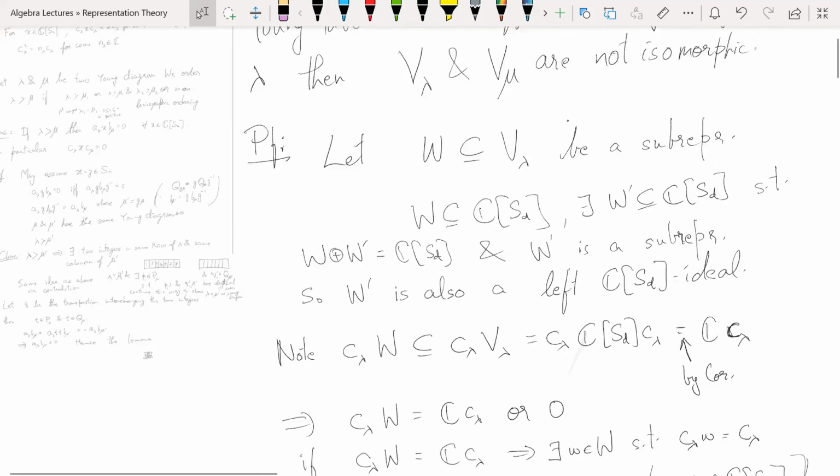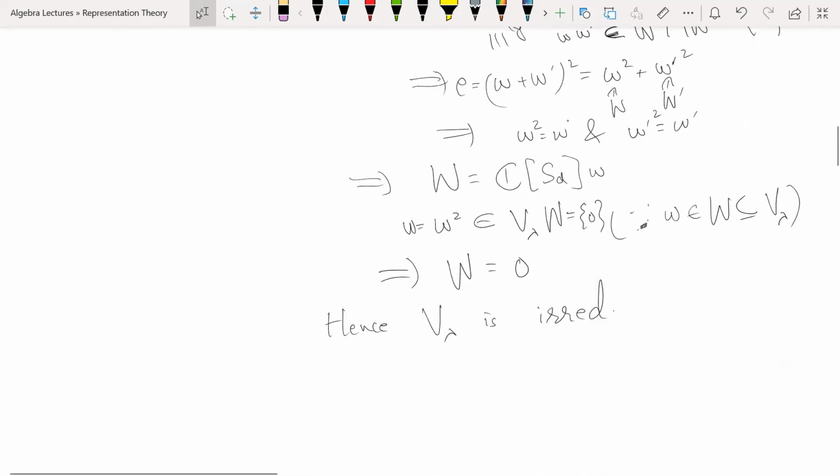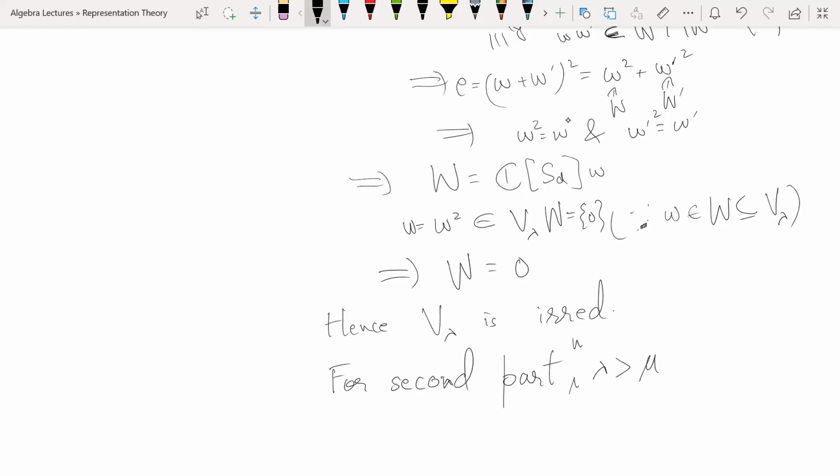Now the second thing is to show that if V lambda and V mu are not isomorphic, then if lambda is different from mu, the underlying Young diagrams are different. So for the second part, if there are two Young diagrams, of course there is an ordering, so one has to be smaller than the other. So let's assume lambda is bigger than mu.